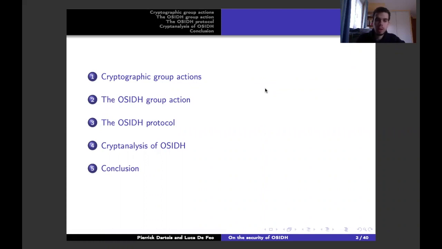As CSIDH, OSIDH is based on a cryptographic group action, so I will explain what it is. Then, we will see how this cryptographic group action is built in OSIDH in order to explain how the protocol works. Finally, I will present you our attack and possible countermeasures.